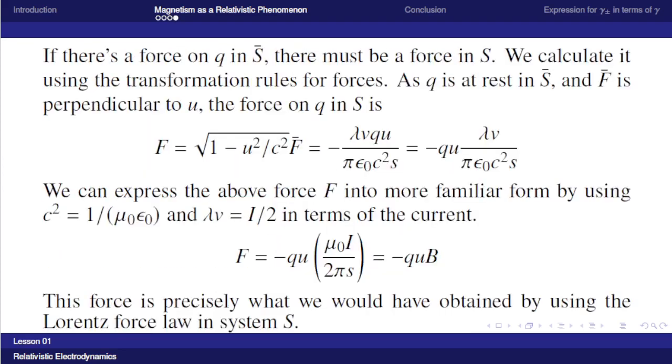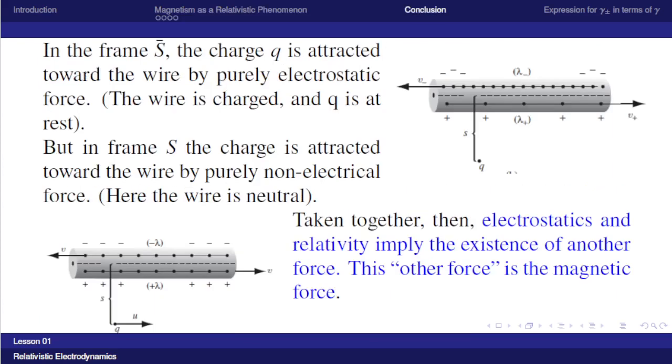So the net result is, in the frame S bar, the charge Q is attracted towards the wire by a purely electrostatic force, because in this frame the charge Q is at rest and the conductor is charged. It is negatively charged. But in the frame S, the charge is attracted towards the wire by a purely non-electrical force, because in the S frame the conductor is neutral. So what is this non-electrical force? That non-electrical force is the magnetic force.